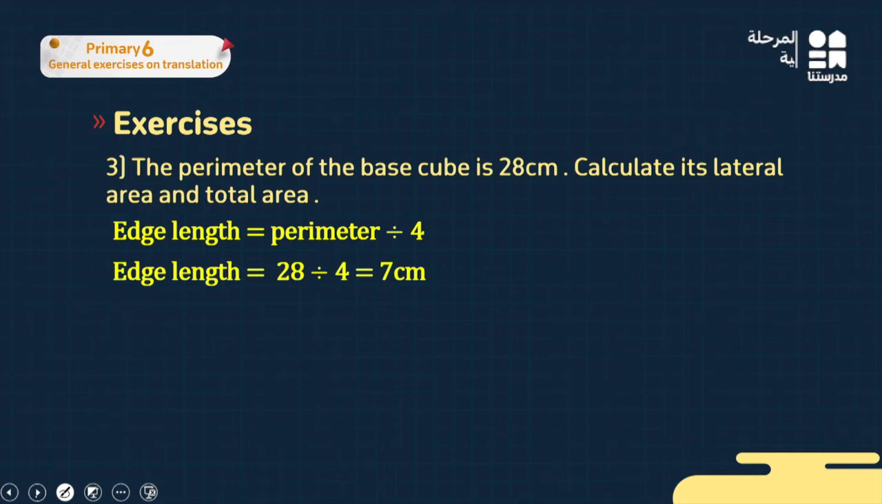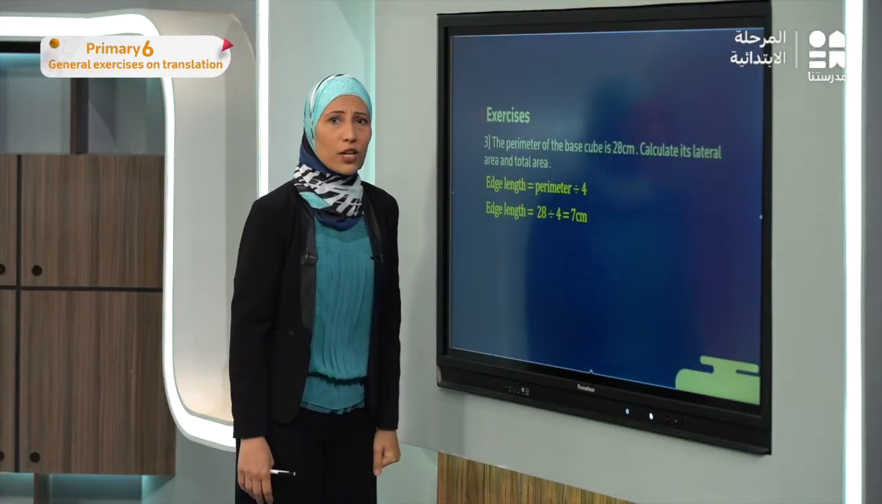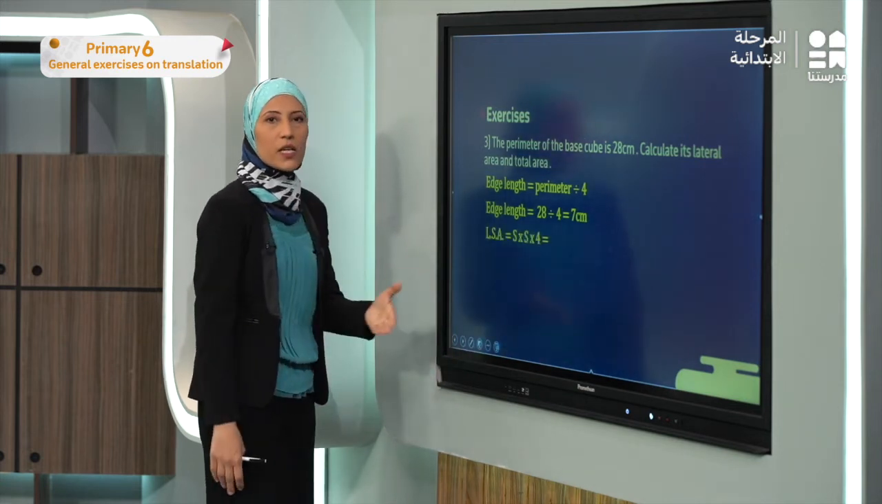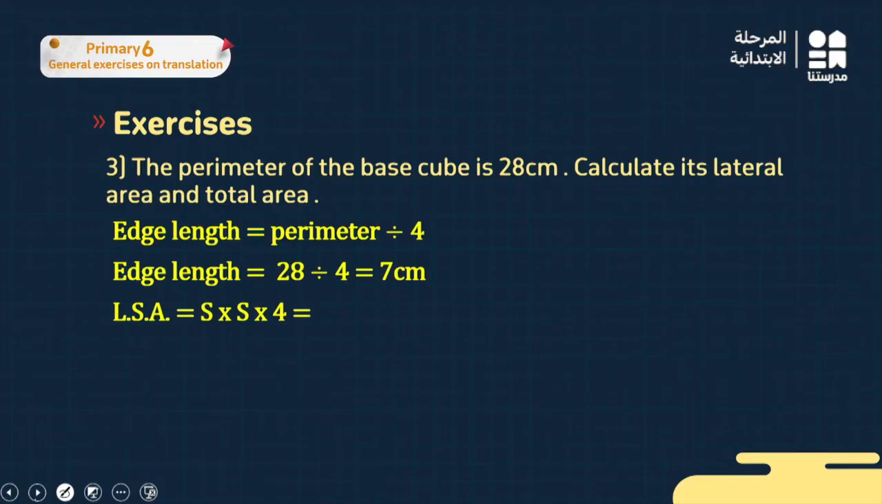When I find the edge, I can easily find the lateral area and the total area. The lateral area equals side times 4, so I will make 7 times 7 times 4, which gives me 196 centimeters square.